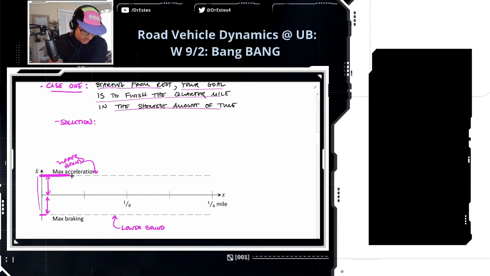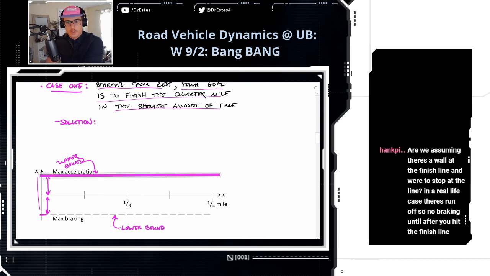If you just want to get from point A to point B as fast as possible, from the first lecture, we know... Wait, are we assuming there's a wall at the finish line and where to stop? In real life cases, there's runoff, so no braking until after you hit the finish line. Okay, yes, assume that there's space after the finish line where you're not going to crash into a wall or a puppy. You have space.